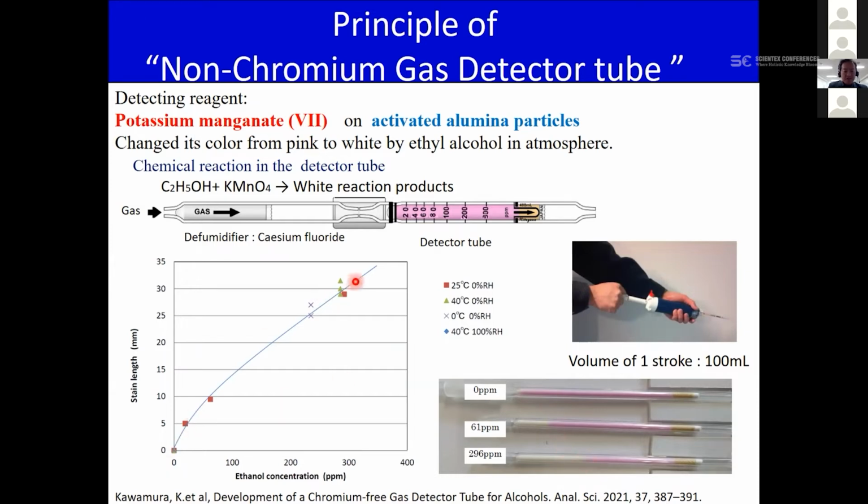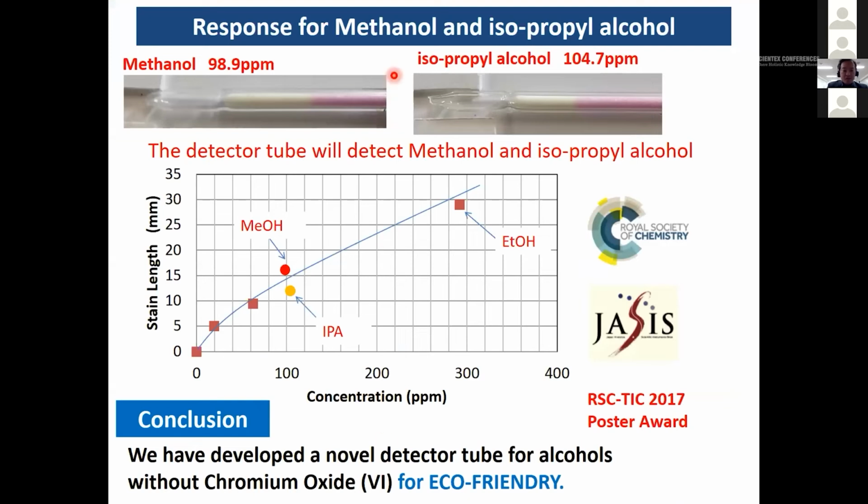This is the calibration line for ethanol. This detector tube can detect not only ethanol, but also methanol and isopropyl alcohol. We have developed a novel detector tube for alcohols without chromium oxide, which is eco-friendly. We got the poster award at the International Conference of RSC.